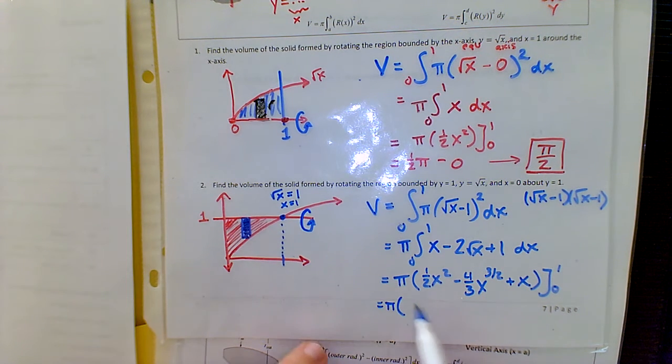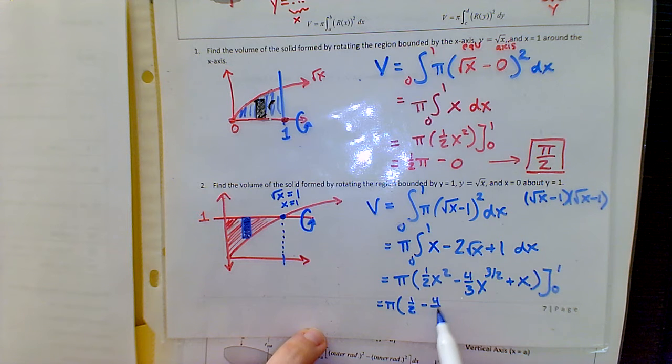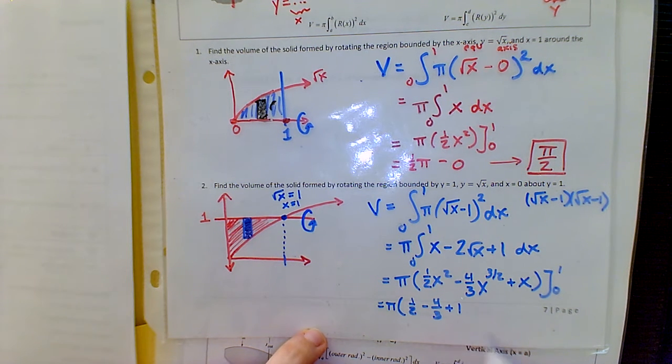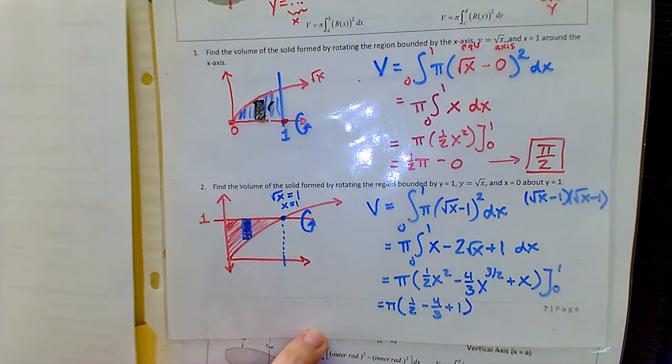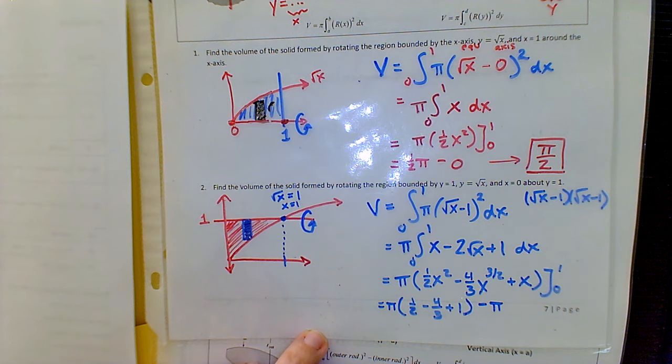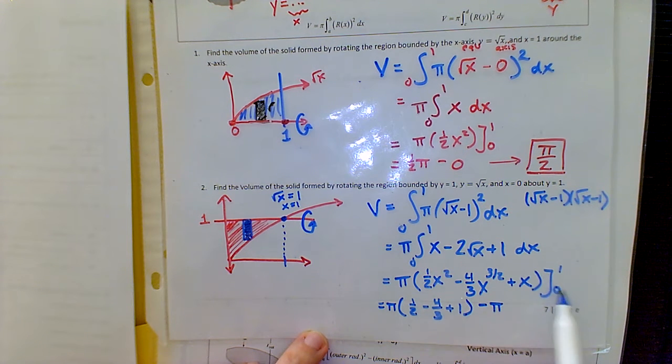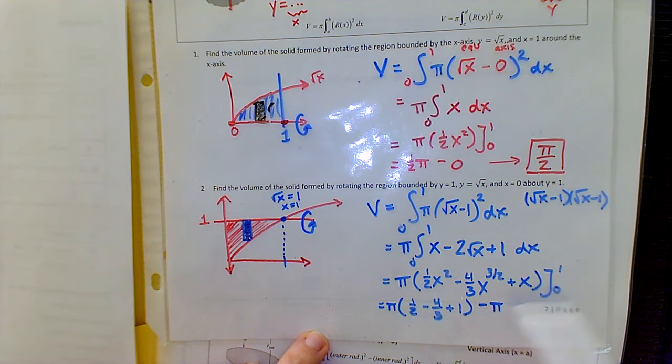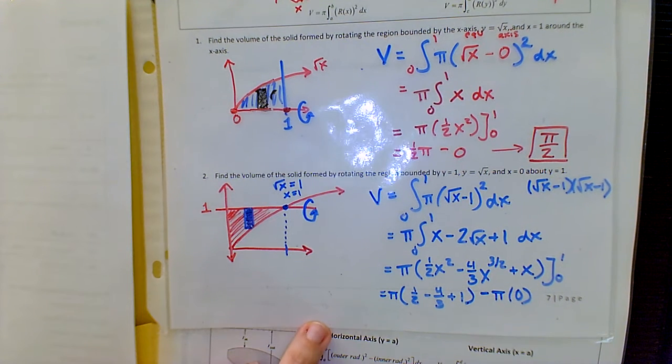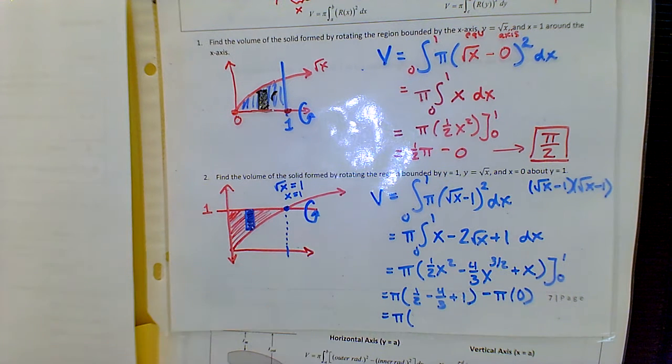All right, plug in 1. So we have 1/2 minus 4/3 plus 1. And then we would have to subtract, plugging in 0. We still have the pi out front. You keep that with each term. If you plug in 1, you keep it. If you plug in 0, you keep it. But if we plug in 0, notice how everything's going to go away. So that's nice. One half minus 4/3 plus 1. Can we get a common denominator? Simplify the fractions.